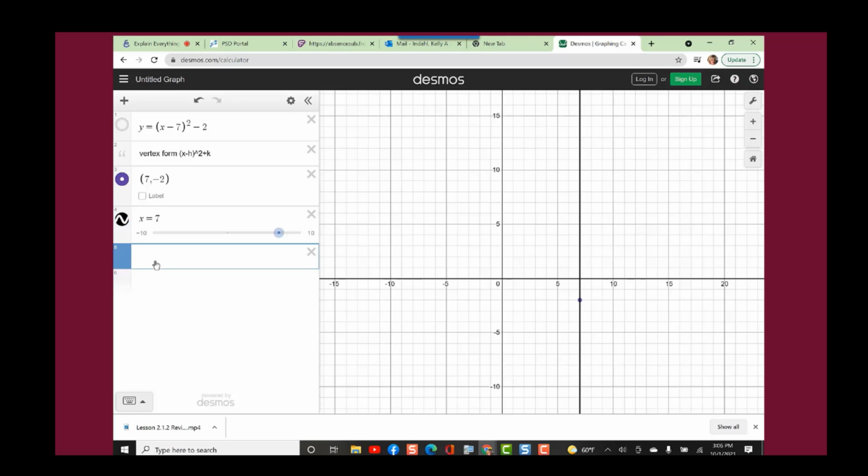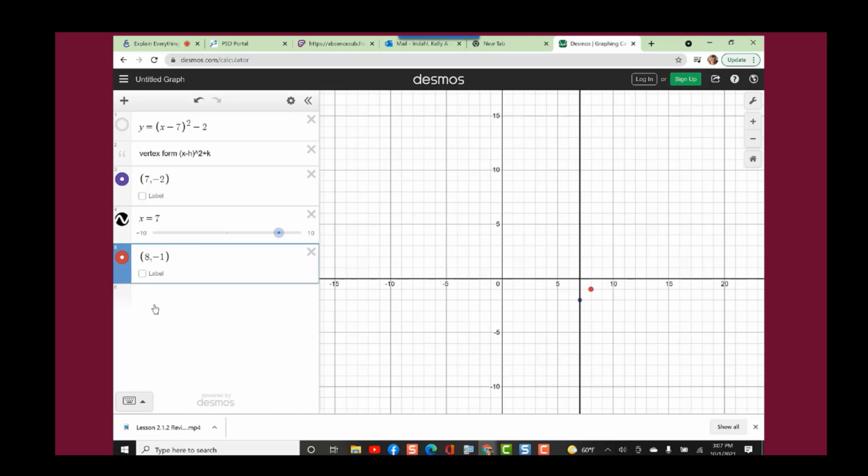So if I'm plugging in 8, and I can do this on paper, but I'm going to just do it right here. If I plug in 8 here, 8 minus 7 is 1. 1 squared is 1. 1 minus 2 is -1. So that means I'm going to have a -1 for my next point.